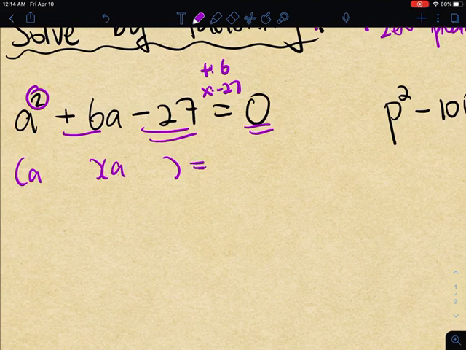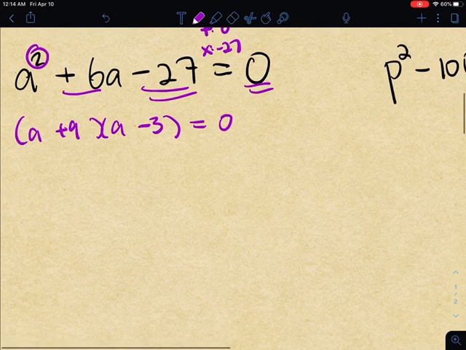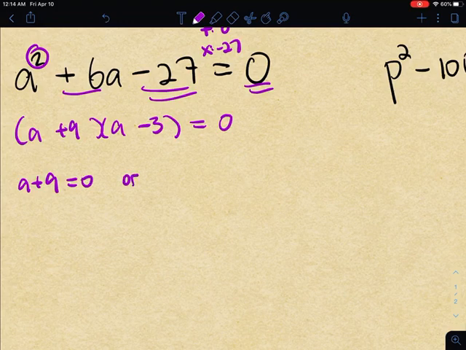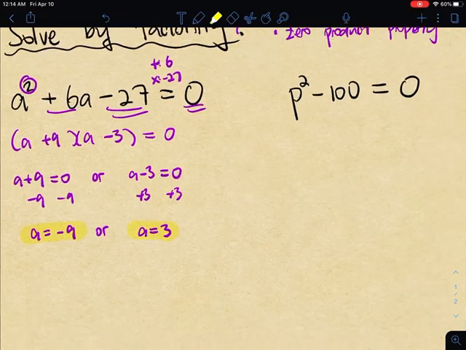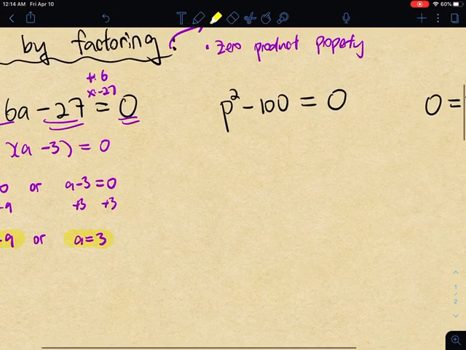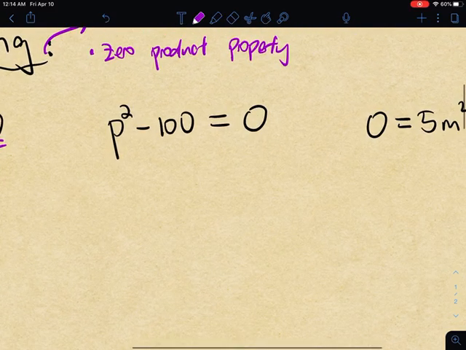What are my two numbers? Adding up to 6, multiplying to negative 27, I think it'll be plus 9 and minus 3. And then part 2, using the zero product property, we can just set each factor equal to 0 and solve for a. We get a equals negative 9, or adding 3 here, a equals 3. Again, like I said, we did do this already, so hopefully it's not completely new for you.